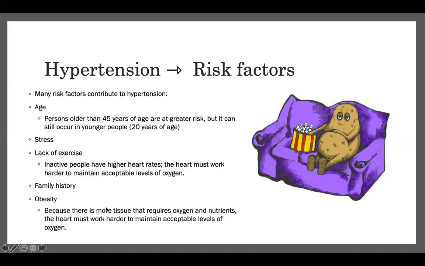Because there's more tissue that requires oxygen and nutrients in a person who is obese, the heart has to work harder to maintain acceptable levels of oxygen. So when someone gains a lot of weight, their heart muscle doesn't necessarily grow to accommodate that. It's the same size. So just keep in mind to maintain a healthy body weight to avoid hypertension.